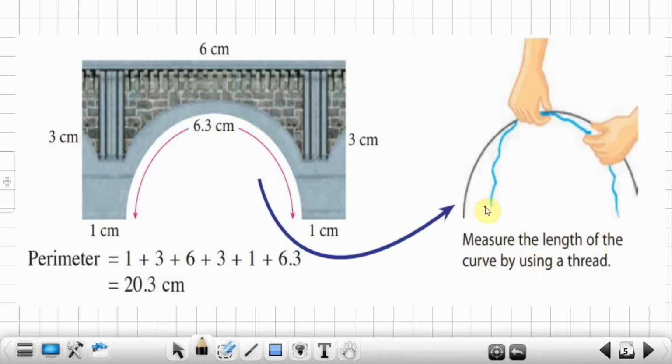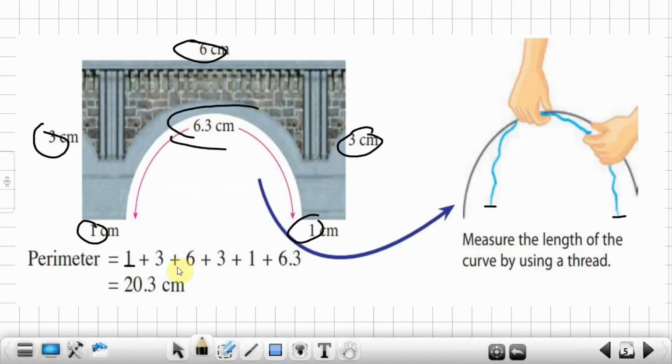Let's say this is the amount of thread that we have used. So this thread, we are going to measure it using a ruler. Then we find out the length of these sides. So the perimeter is 1 plus 3 plus 6 plus 3 plus 1 and finally plus 6.3. So you will get the answer 20.3 cm.